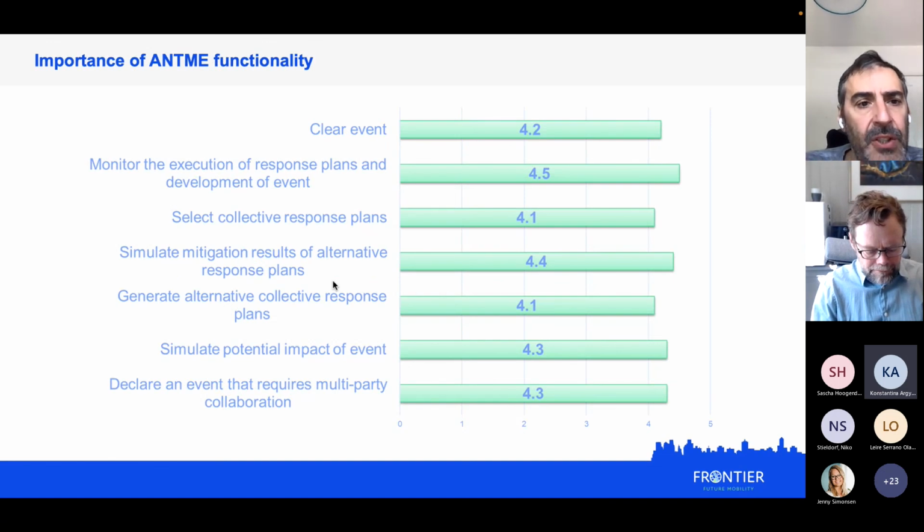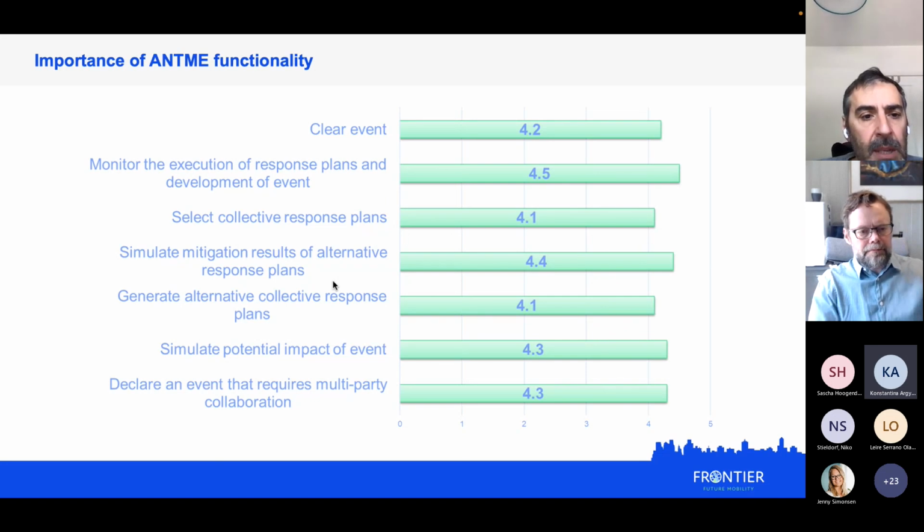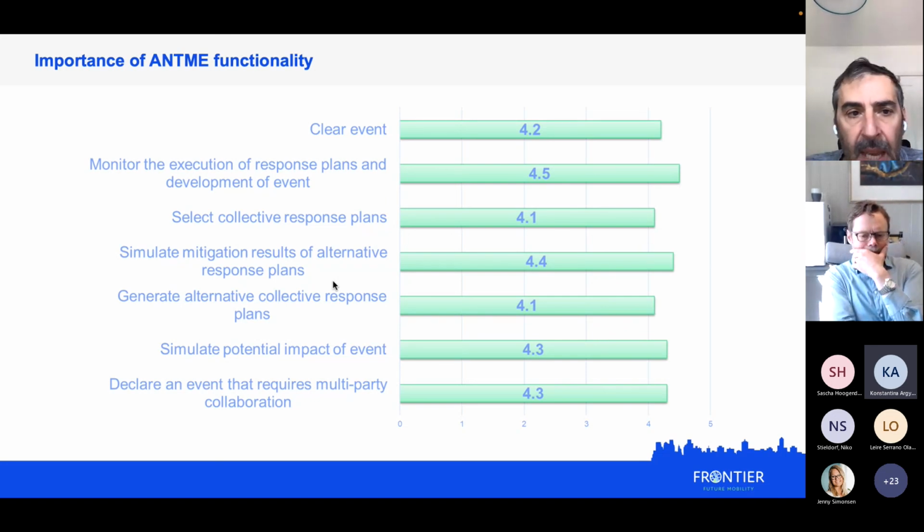Similarly, in terms of the functionality of the solution we're developing in terms of network management, we can see here that one of the highest importance is the one about monitoring the execution of the response plan and seeing how the event develops. So again, this is something that we have incorporated into our solution with a big feedback mechanism. And again, the rest have some sort of equal bearing in terms of importance.